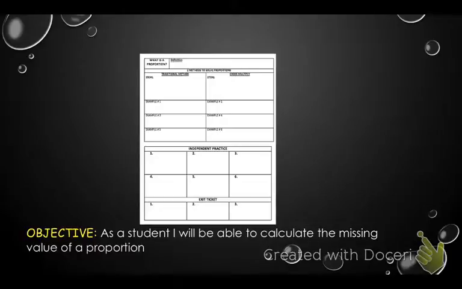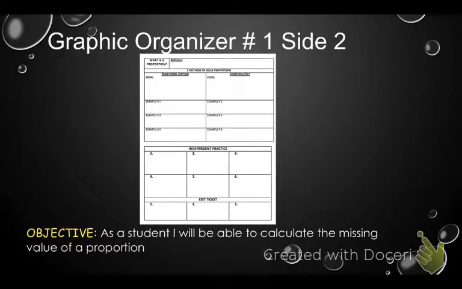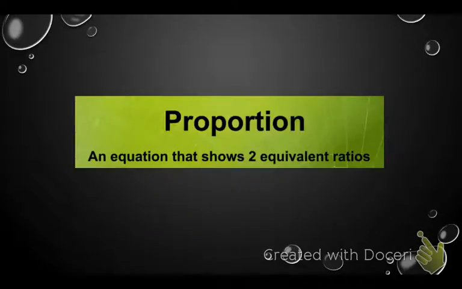Okay? Proportions, first of all, you need graphic organizer number 1, side 2. You're going to use this entire side. All right? What is a proportion? Well, a proportion is very simple. It's an equation that shows two equivalent ratios. Wait. Our last video was on equivalent ratios, wasn't it? Yes, it was, and you actually used a proportion to solve the word problem. I'm going to show you how it's done.